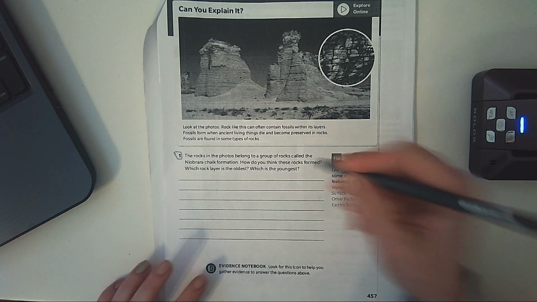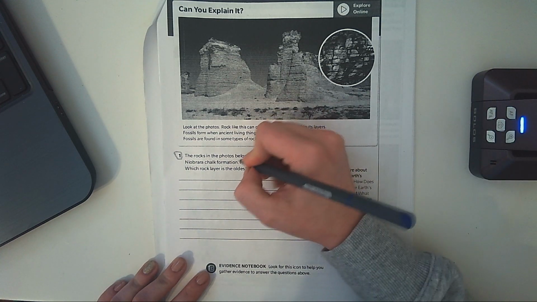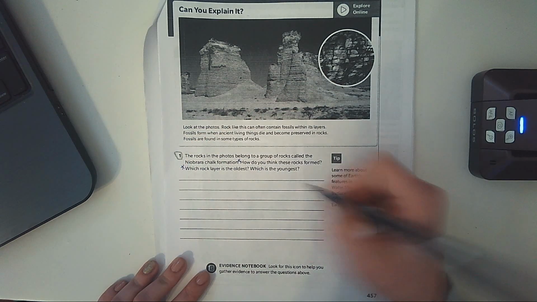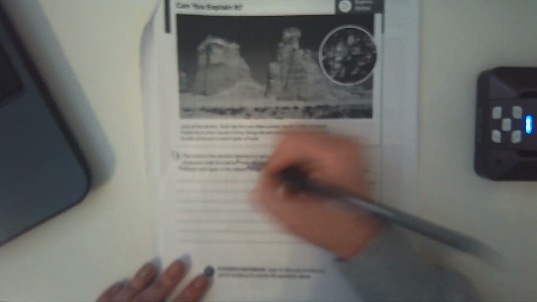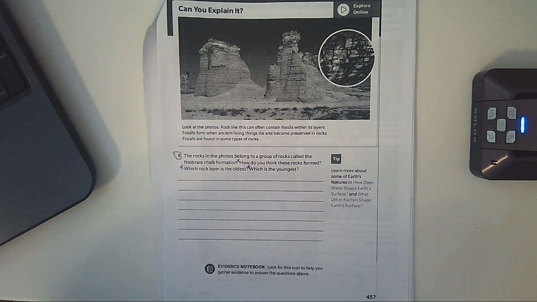So they're asking you 3 questions. How do you think these rocks were formed? Which rock layer is the oldest? Which rock layer is the youngest? So go ahead and give that question a try.